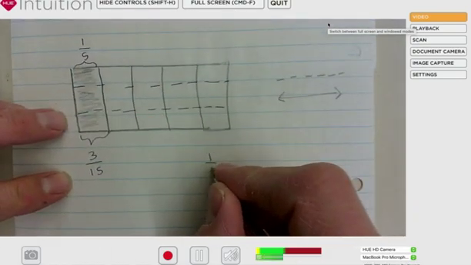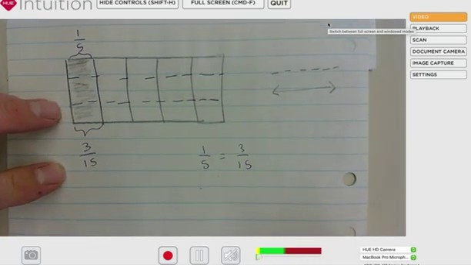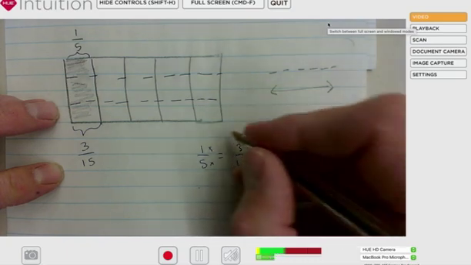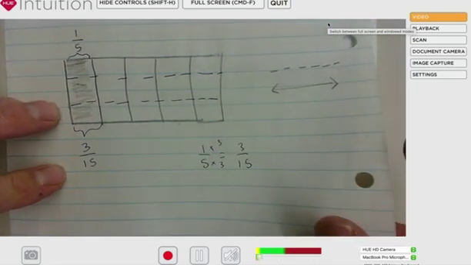Okay? 1/5 equals 3/15. And we can prove that's true if we put tiny little multiplication signs and we multiply the top and the bottom both by 3. Oh yeah, that's true. Okay, that's true.